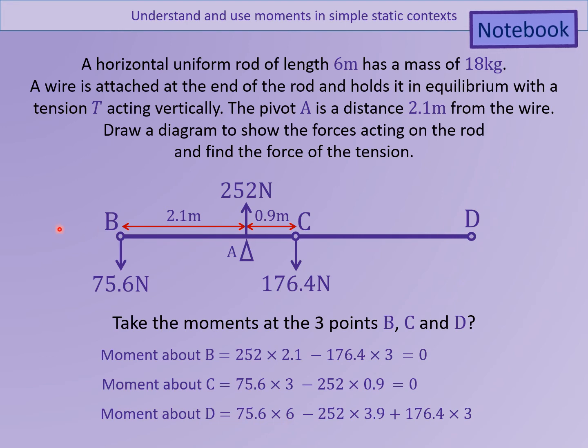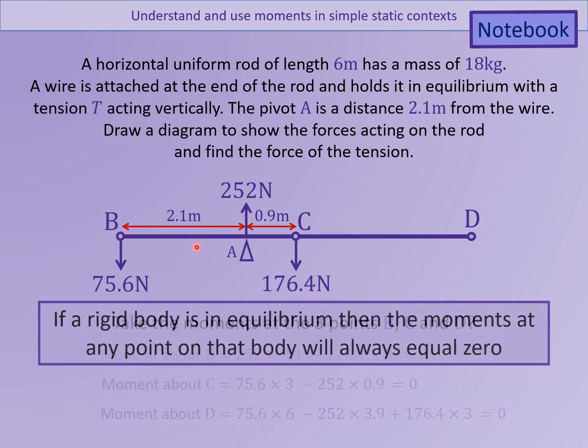So I've decided that down is positive, so down would be anti-clockwise about D. This one is positive as well, so 176.4 times 3. But this one is pulling clockwise, so that's why it's negative. And what do I get? No surprises, 0. It didn't matter where I took my pivot point or my moment at a point, it's always going to be equal to 0.